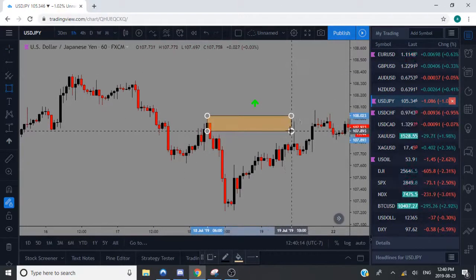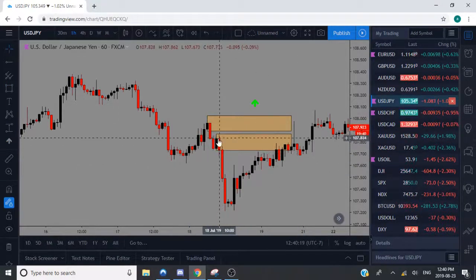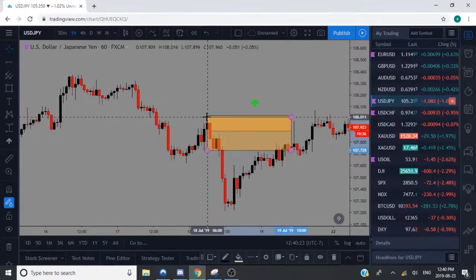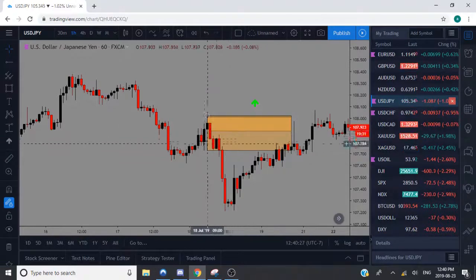So you wouldn't be wrong. There's nothing wrong with drawing them out like that. You could leave them like that, but you need to understand if this one gets stopped out, you have a supply zone right there. You could draw them like that if you really wanted to. But the main purpose of this is to understand how powerful these zones are.